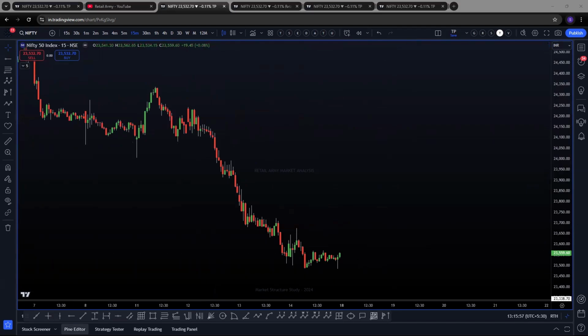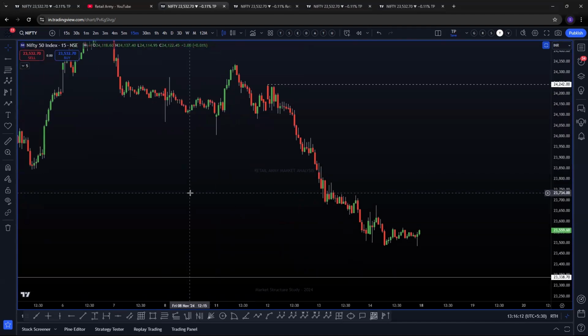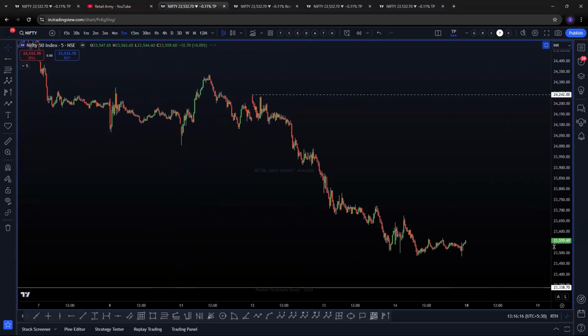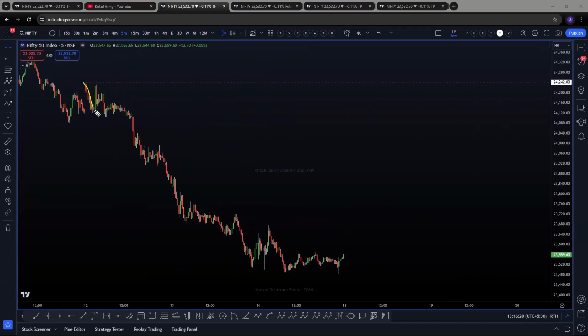We started tracking this move from the high here, nearly 24,300 level. But I told you, let's first track this move, which started from here. Let me just mark it 24,242, right? So in 24,242, let me go down to a smaller time frame. We are still in some sort of a wave three.